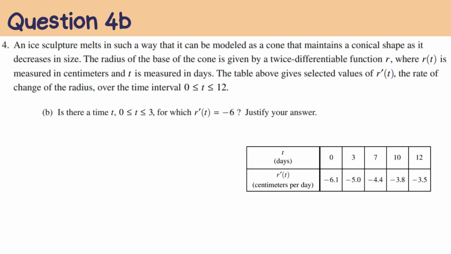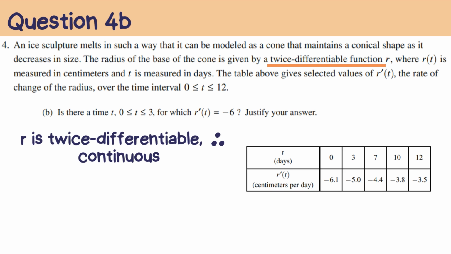We're asked if there's a time from 0 to 3 where r prime of t is equal to negative 6. If you studied your proofs and theorems, then you'll know that by the Intermediate Value Theorem, our first condition is that f must be continuous on the given interval. Well, this function is twice differentiable, and because it is differentiable, it will be continuous by definition. Then the value must be in between f of a and f of b, or in this case f of 0 and f of 3, and there will be an x value c such that f of c is equal to k, which is any k value between f of 0 and f of 3.